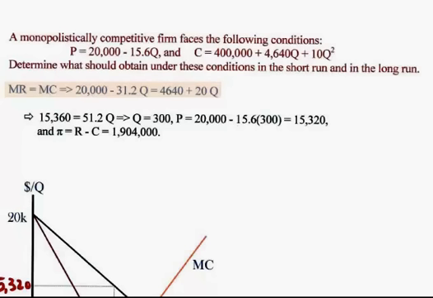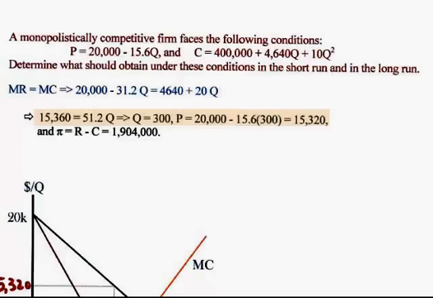To get the marginal cost curve from the total cost, we need to differentiate that equation. So the 4640Q becomes 4640 in the marginal cost equation, and the 10Q squared becomes 20Q. So the marginal cost equation will be 4640 plus 20Q. Setting the marginal revenue equal to the marginal cost, we get 51.2Q equals 15,360, which says that Q equals 300.